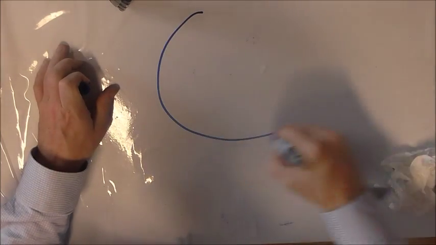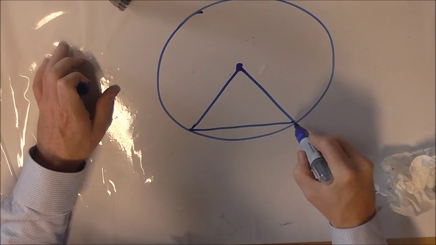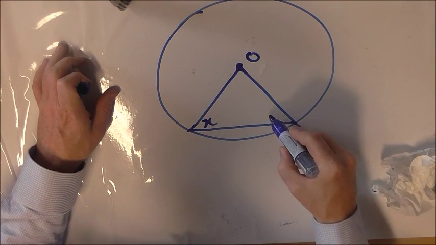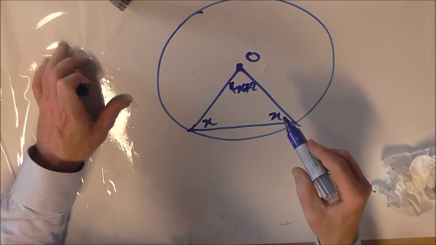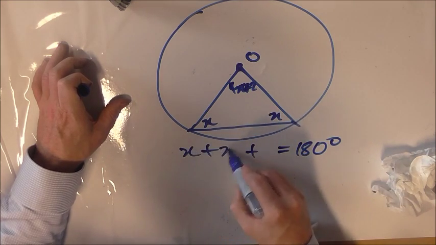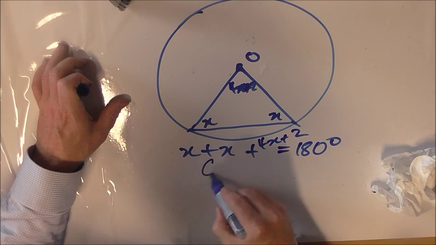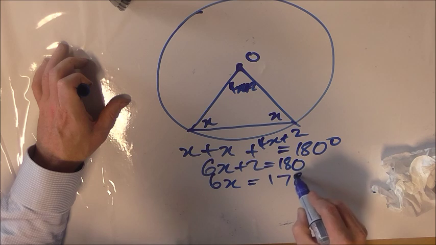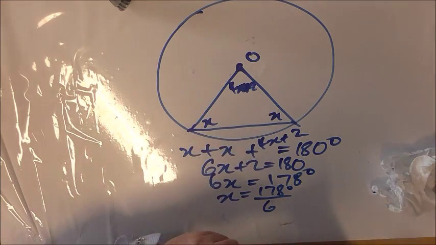Question 5. Triangles using 2 points on the circumference and the centre are always isosceles, so they're symmetrical. If that's x, that's also x. The name for that was already given. So now we're going to name, state and equate. So this plus this plus this equals 180. So x plus x plus 4x plus 2 equals 180. So 6x plus 2 equals 180. 6x equals 178. So x equals 178 over 6. And that's the answer to that.